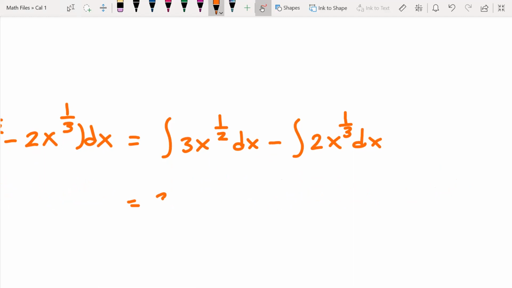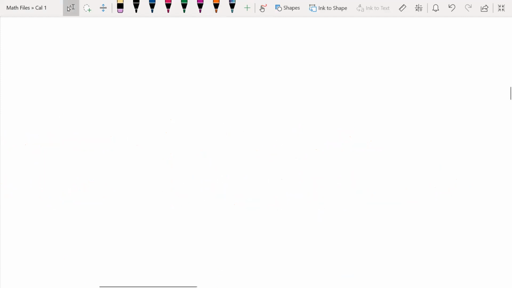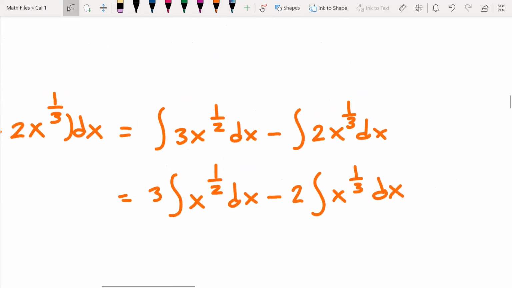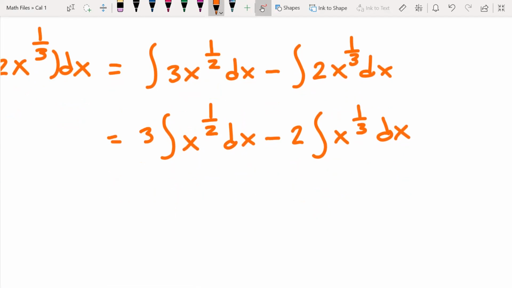And now I'm going to take the 3 out. So you get 3 times the integral of x to the 1/2 dx minus 2 times the integral of x to the 1/3 dx. Now everything is set up, so we are ready to find the antiderivatives of both these integrals. So guess what? Power rule on both of them.